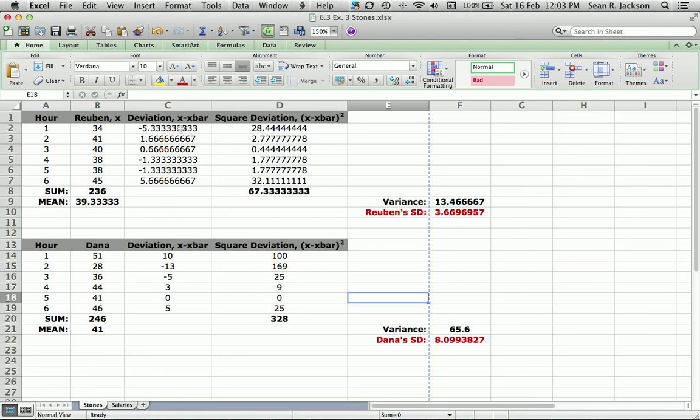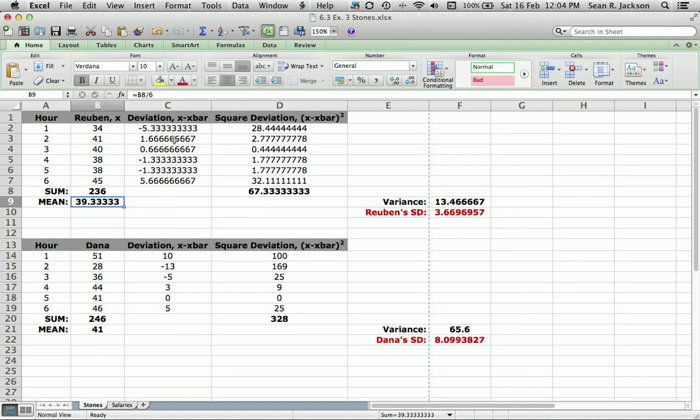Here's the deviation, which we've labeled as x minus x bar. Down here we've taken the sum of these values and found the mean. That wasn't given to us in the problem, but here we've got the mean number of stones that Ruben lays down is 39.33333. The mean number of stones that Dana lays down is 41. So again, based on the mean, Dana is higher.